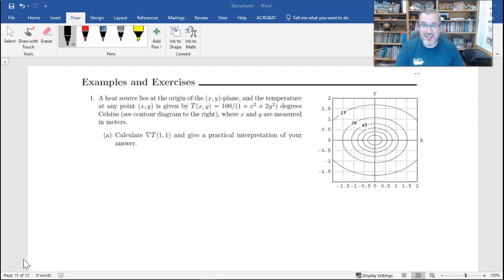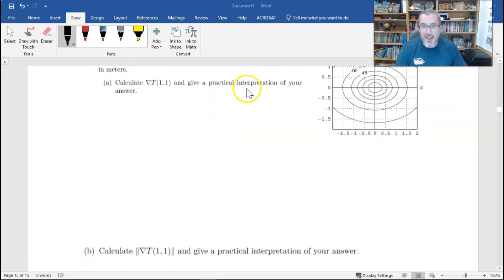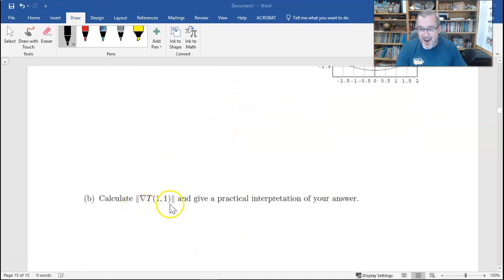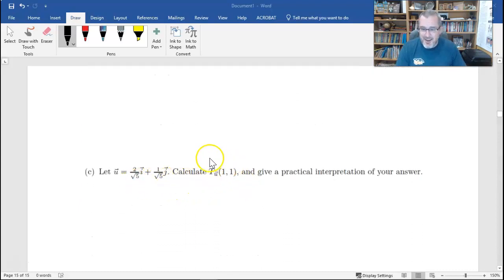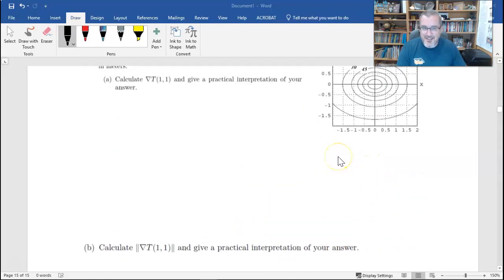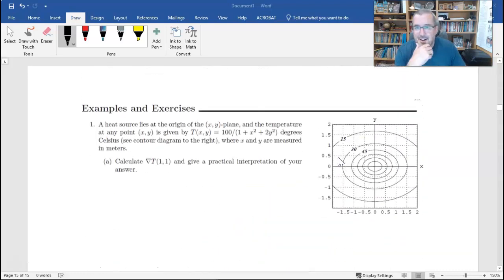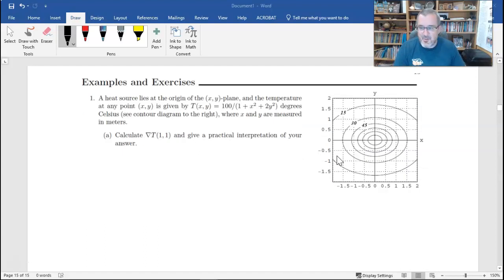And it continues. Let's just keep practicing thinking about these things. Notice on this page, we have a new context, but still gradient vector and its interpretation, magnitude of that gradient vector and its interpretation, and then a directional derivative and its interpretation. So just a new context, but practicing computing and interpreting.